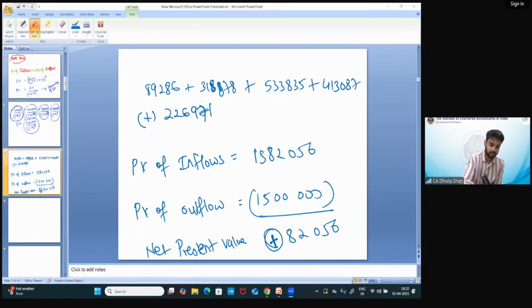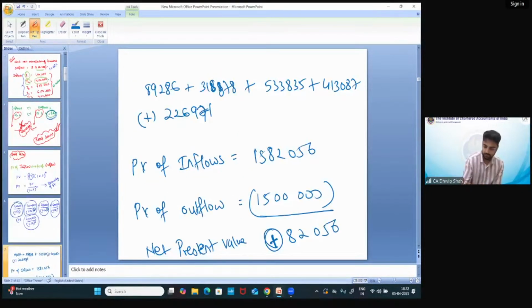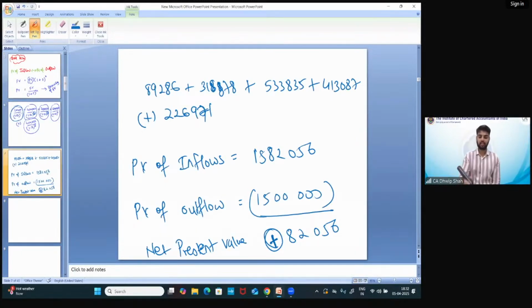Are you getting this? So here we did not have to look at 8 lakh. The real benefit from this project is just 82,000. And not 8 lakhs. I hope this is clear to you. So this is how you make decisions under the capital budgeting chapter. This is one of the ways of deciding whether you should go for the project or not.